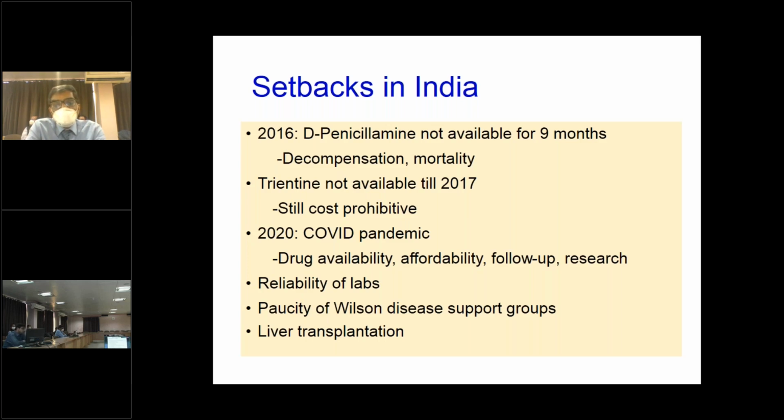As with every disease, the COVID pandemic hit us as well regarding drug availability and affordability in the last 1 year for our patients, affecting follow-up and research. Reliability of labs is a major issue in our country because all the tests are not consistently done in the proper way. In fact, just outside SGPGI, only about 10 years back, we had fake labs that were giving us wrong results of urinary copper for a long time. There is a paucity of Wilson's disease support groups, and liver transplantation is still a dream for many of our patients.